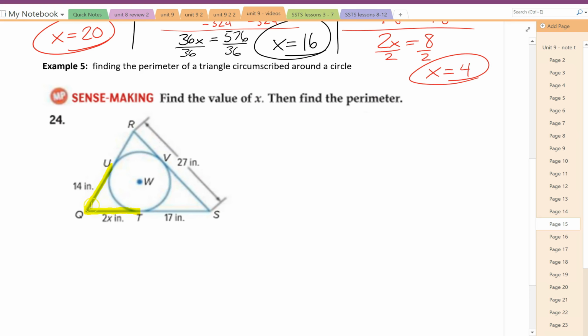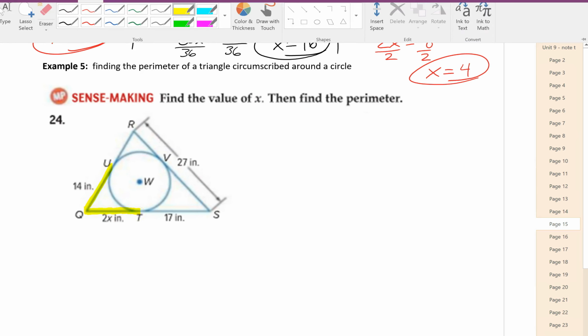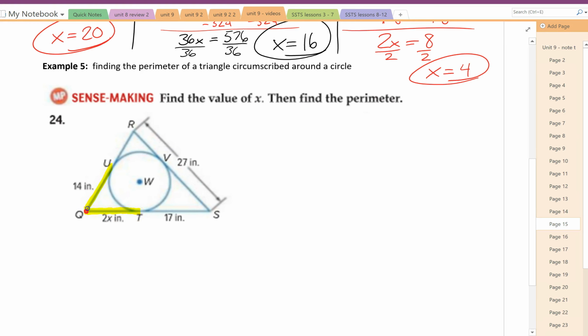Since those two tangent lines that I've just highlighted in yellow start from the same point, right, they both start from Q, they're going to be equal to each other. Right? In other words, if this one's 14, this is going to be equal to 14. And it says 2x right now, but I can basically cross that out and put 14 right here.